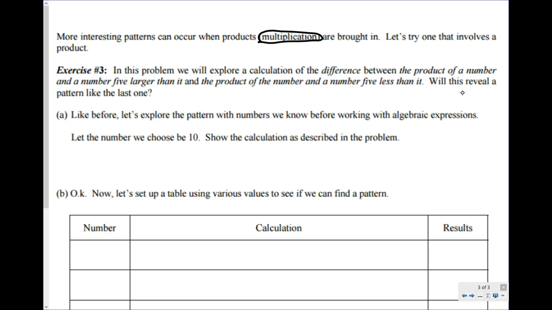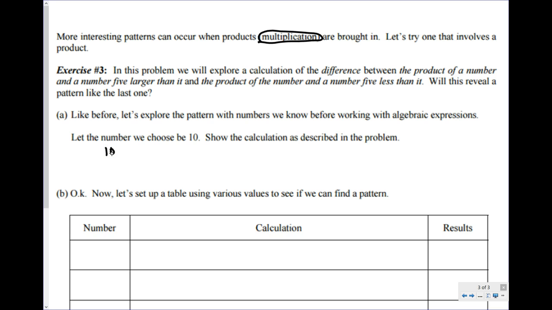Now this is a very complex sentence, right? We really need to practice breaking it up when we get to the algebraic expression part. So let's try it with a number first, a number we pick. And so in part A, it's going to say, let's explore the pattern with numbers we know before working with algebra. So let's let the number we choose be 10. So I'm going to pick the number 10. Okay, so here's my number 10.